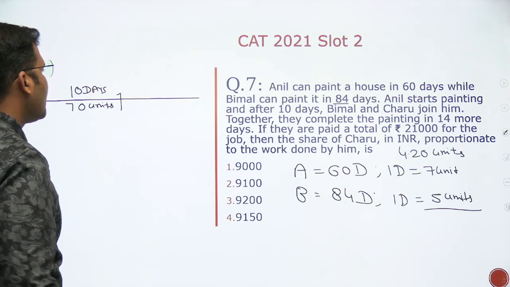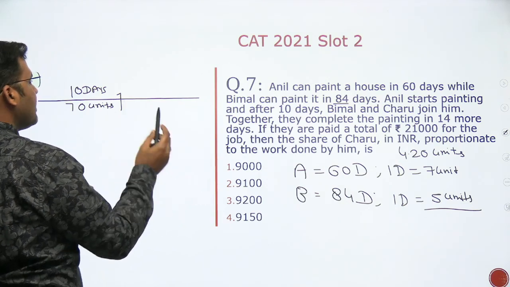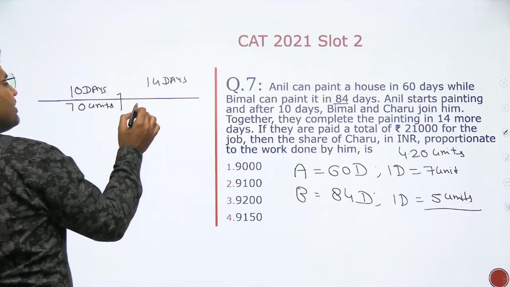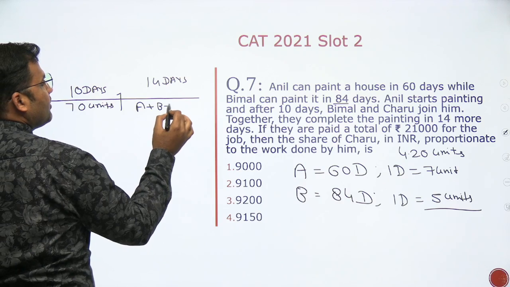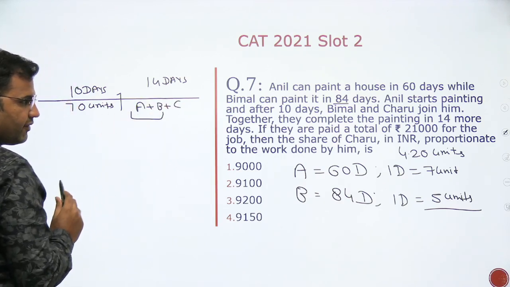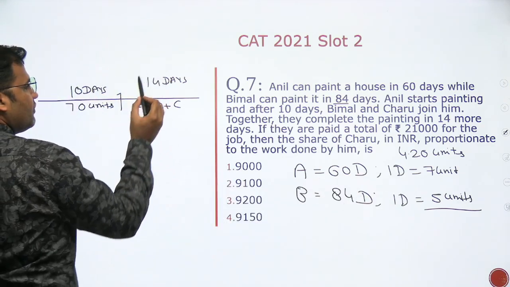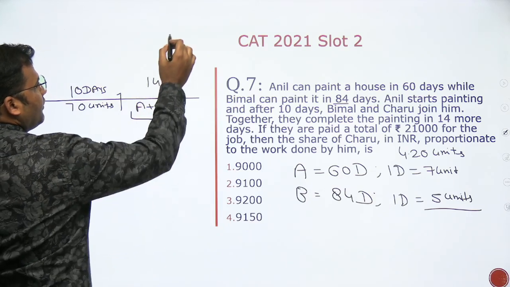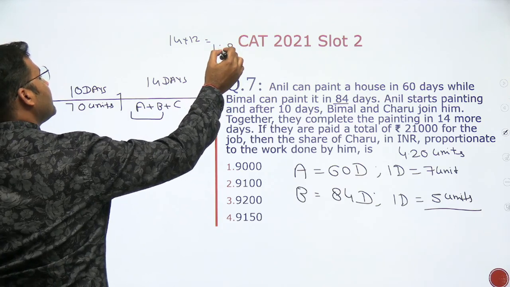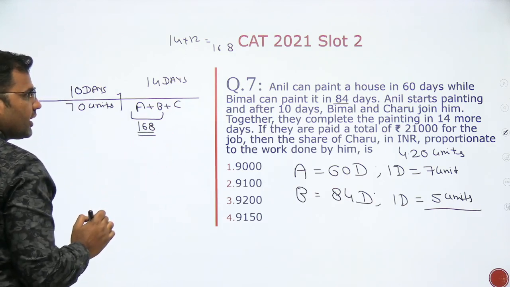Now Bimal and Charu join him together. And they complete the painting in 14 more days. So 14 days aur lage painting ko complete karne mein, jisme Anil, Bimal and Charu teeno kaam kar rahe hain. Now we know that Anil aur Bimal jo milke kaam karenge 14 days ke andar, was 7 plus 5, 12 unit, 12 into 14. 14 ko 12 se multiply karo, 168, right? So Anil aur Bimal milke dono 168 unit kaam karenge.